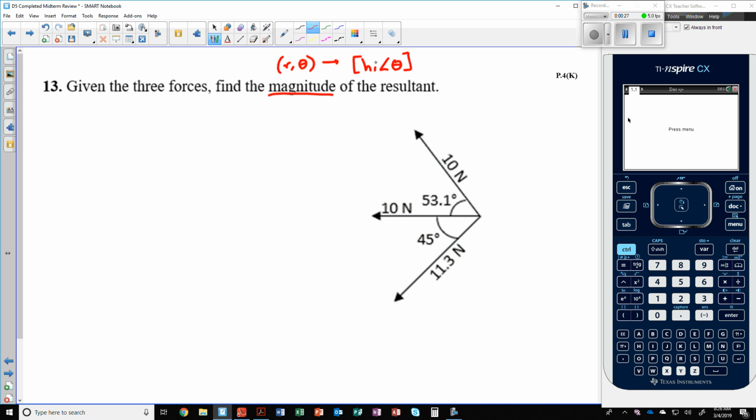The h is the magnitude. That's what we're looking for here, or the r. So polar form can solve this for us. So here's what I'm going to do. I'm going to add the three forces together.